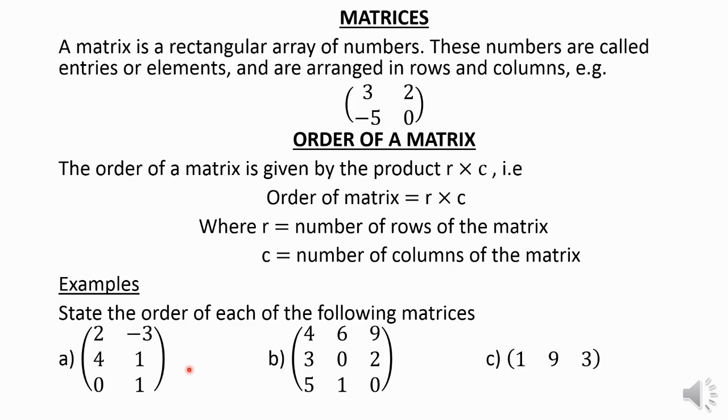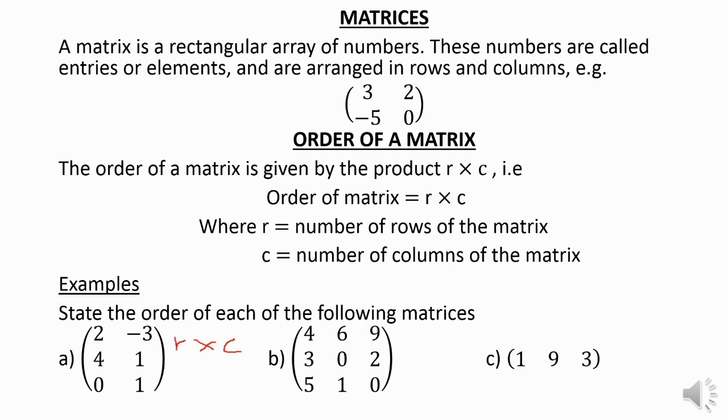If you look at this first matrix that we have, since we want to find its order, the first thing is we have to write down the formula for finding the order of a matrix. The formula is given by R times C, or R by C, meaning the number of rows by the number of columns of the matrix. So this is the formula that we are going to use.